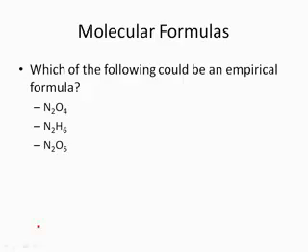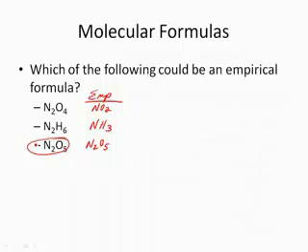All right, this question says which of the following could be an empirical formula. That means it's already in its simpler form. So in looking at these, N2O4, that's not the simplest ratio, and so that could not be an empirical. If it had to find its empirical, we would just reduce it down. So NO2 would be the empirical form of N2O4. Same thing here. NH3 would be the empirical of N2H6. N2O5, that is the simplest ratio. So N2O5 would also be the empirical. So this is the only one of those that could be an empirical formula.